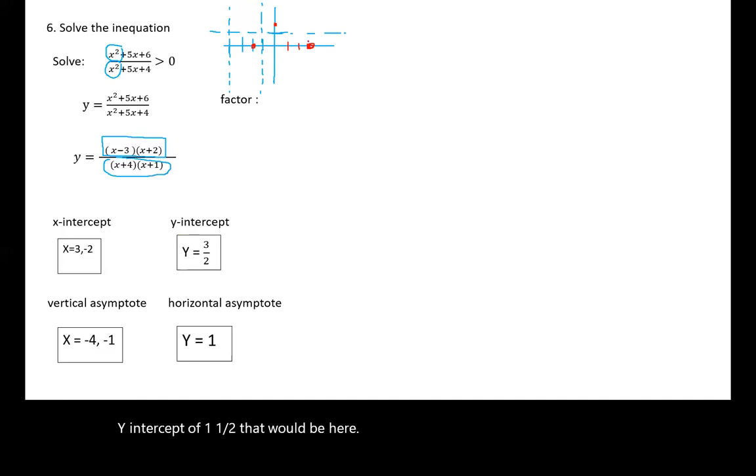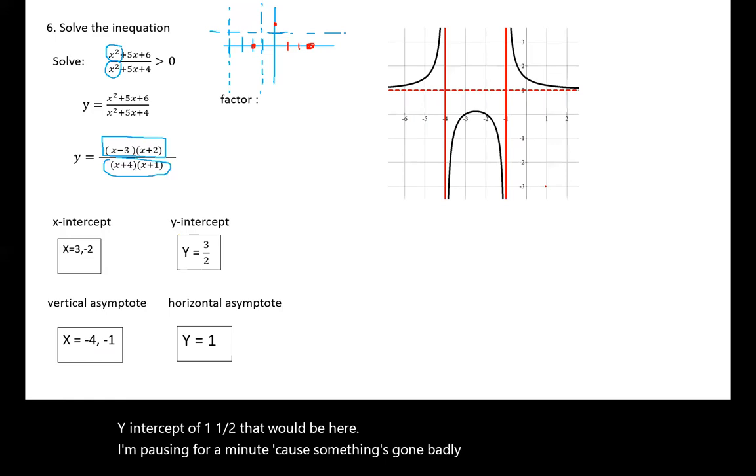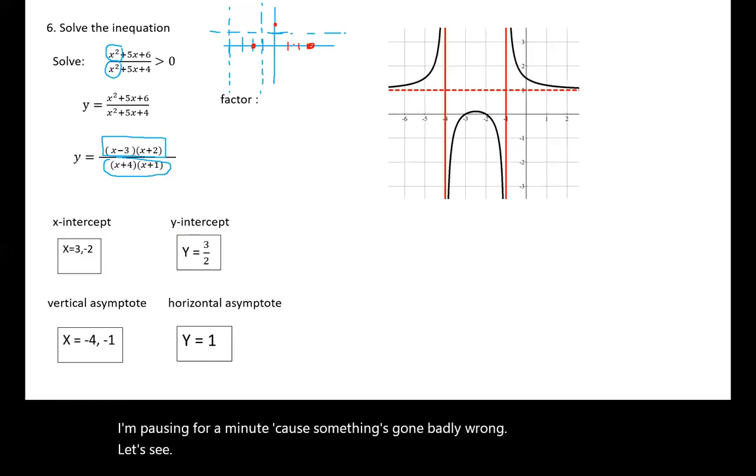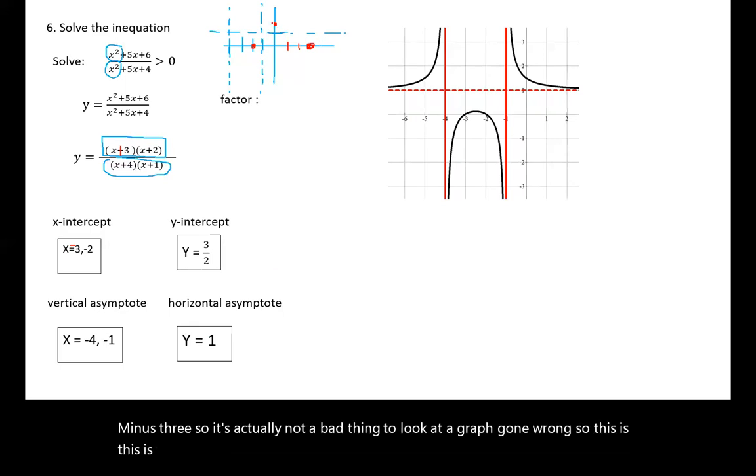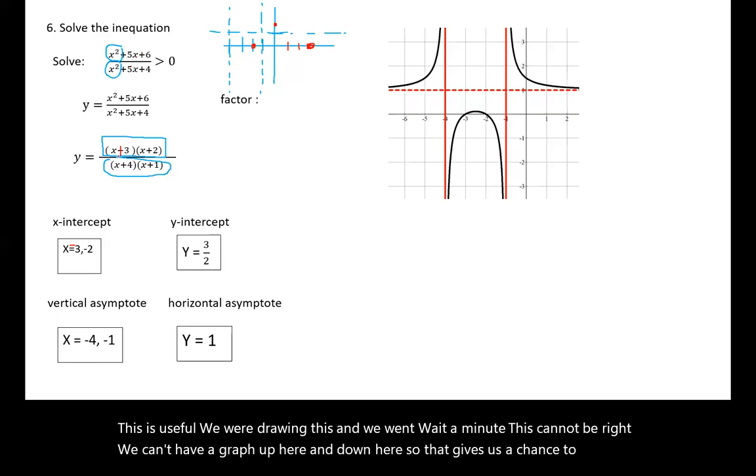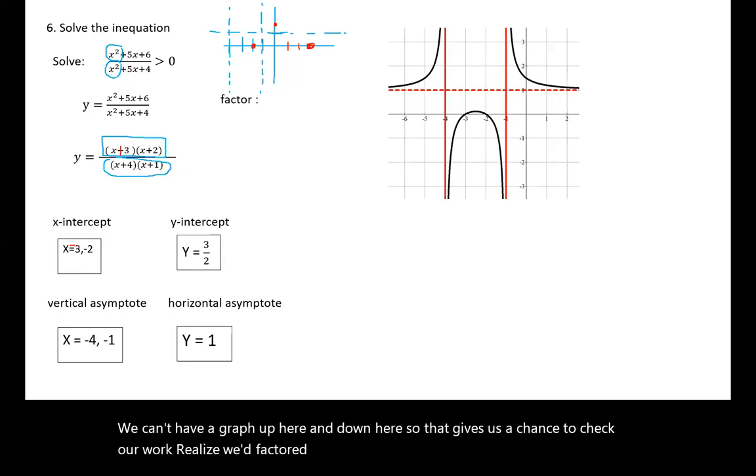I'm pausing for a minute because something's gone badly wrong. Let's see. This x-intercept can't be right. We factored it incorrectly. +3, -3. So it's actually not a bad thing to look at a graph gone wrong. We were drawing this and we went, wait a minute, this cannot be right. We can't have a graph up here and down here. So that gives us a chance to check our work, realize we'd factored incorrectly and had the wrong x-intercept. So it's actually good for me to show you things that go wrong.